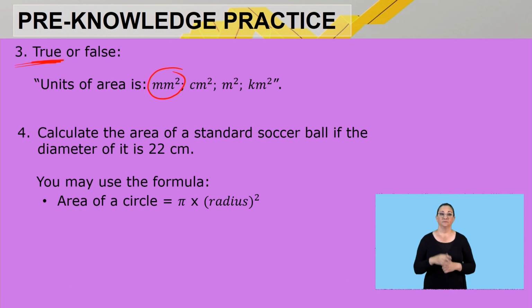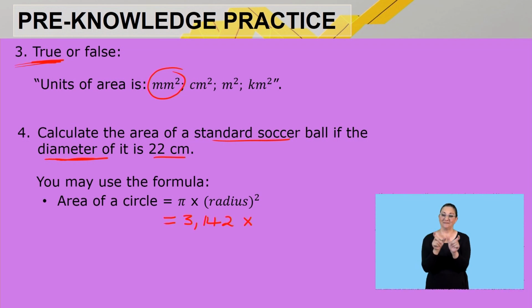Question number 4. Calculate the area of a standard soccer ball if the diameter of it is 22 centimeters. I've indicated here that you may use the following formula: area of a circle equals pi multiplied by radius squared. Now, important to note here, the diameter is given to us, right? So, if I look at the formula, we want pi, and we said we're going to use the approximate value of 3,142. So I already have my formula. I'm going to substitute now.